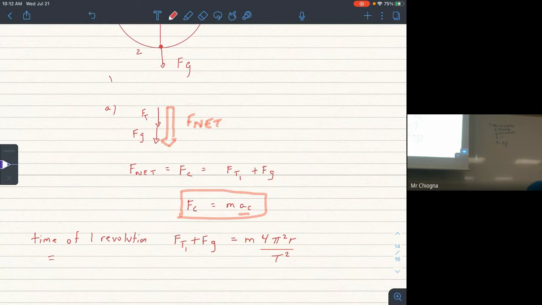It's the same thing as period. That's the definition of a period. The time to go around once, to repeat the pattern. One revolution is a repeating pattern. So this is the same thing as period, which we label big T, uppercase T.